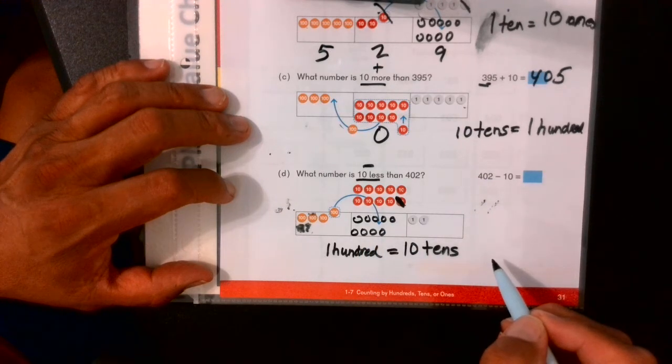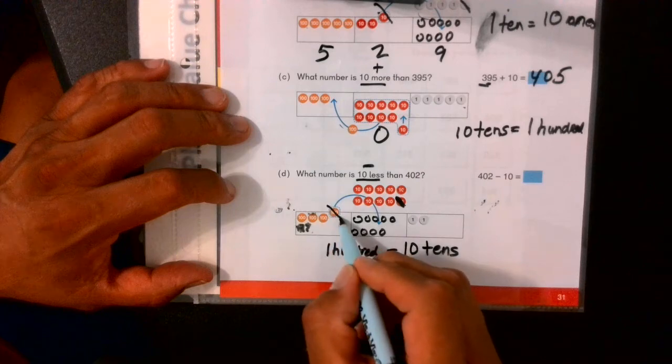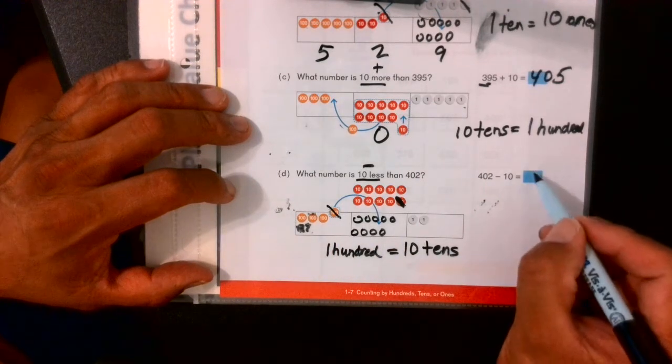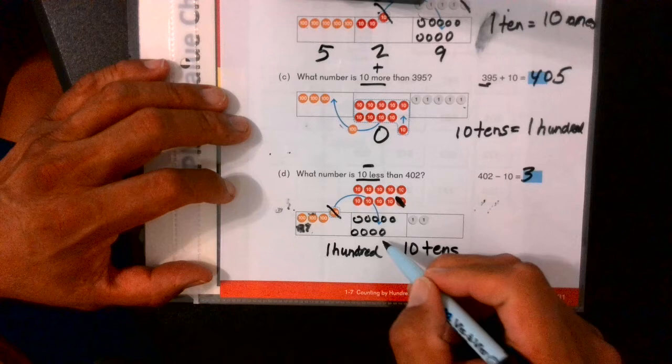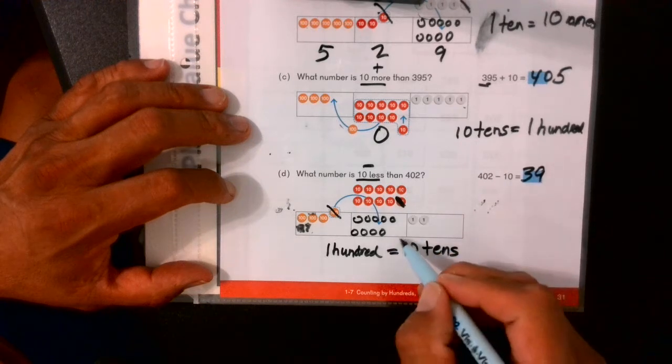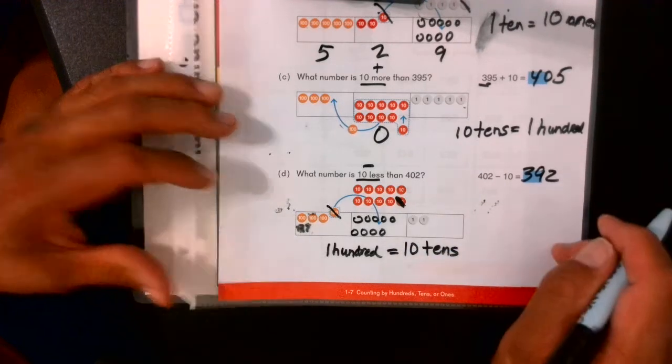Okay, so now that becomes 9. Remember, we took away this. So how many do we have left? We have 3. How many 10 disks? 9. And how many ones? 2.